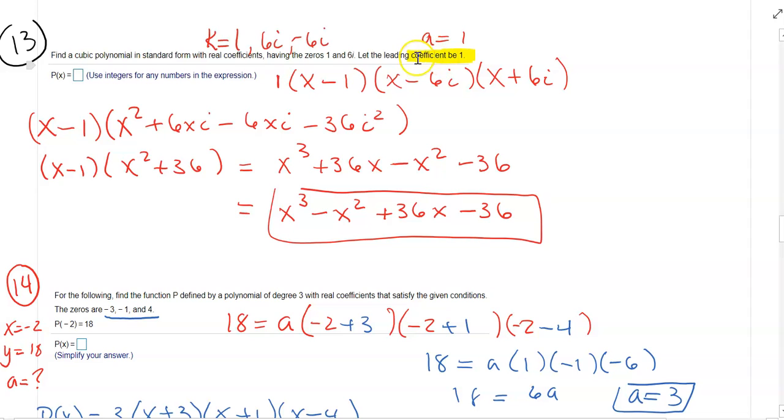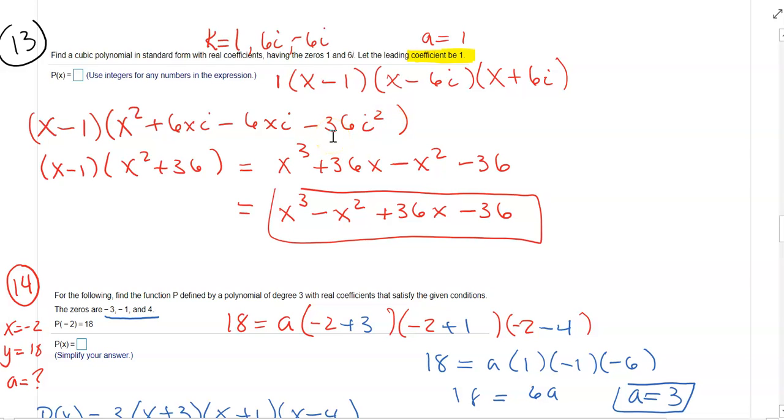And so here it says our leading coefficient is equal to 1. So that is where this 1 comes from. And then I had to set up the given zeros as factors. And so I have x minus 1, x minus 6i, and x plus 6i.